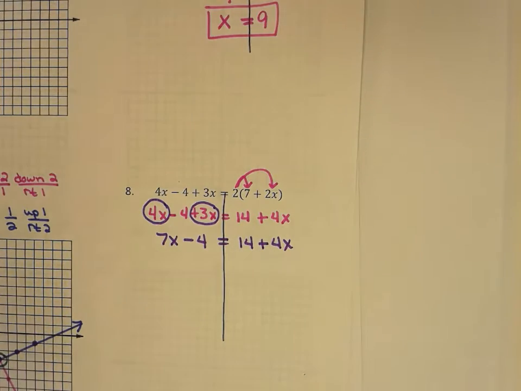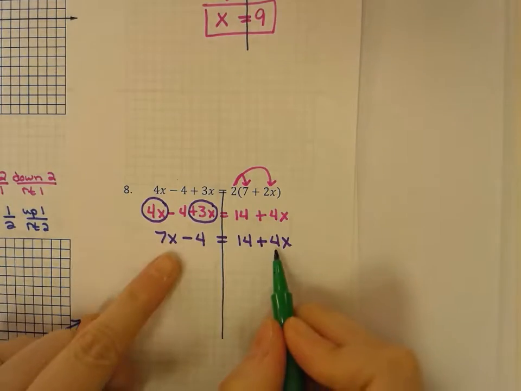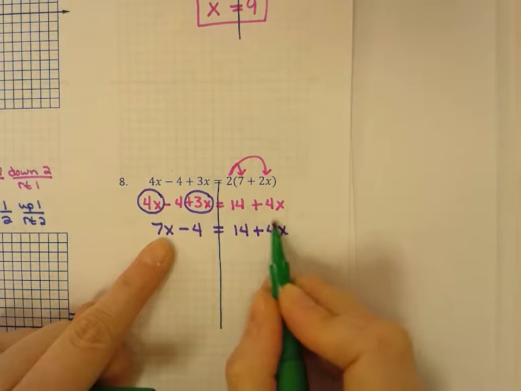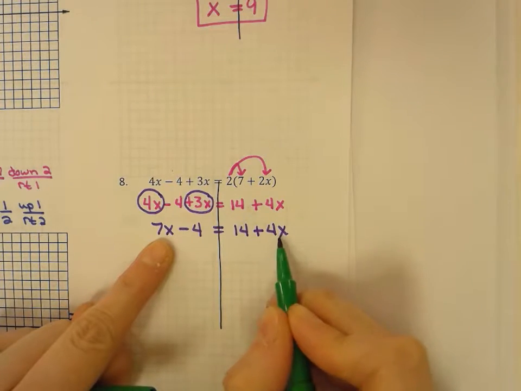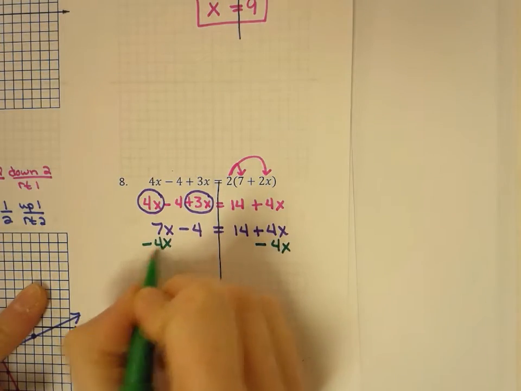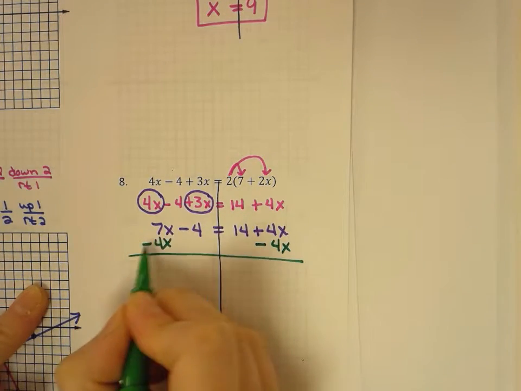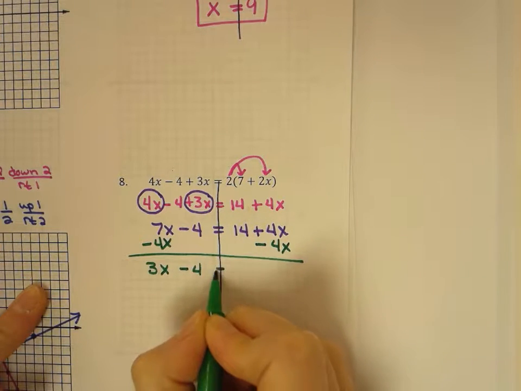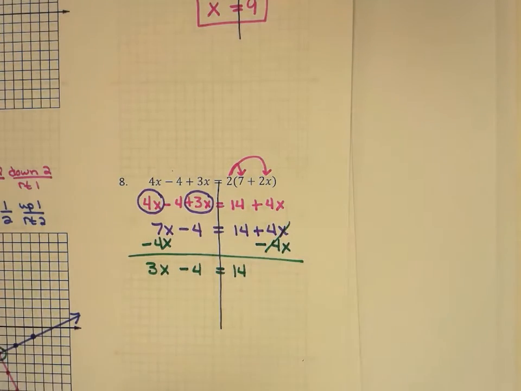Now this is the kind of problem where you have the same letter on both sides of the equal sign. It doesn't matter which one you choose to move. I like to move the one on the right. And you use the opposite sign to move it over. So I would be subtracting 4x. 7x minus 4x gives me 3x's. I bring down the minus 4, and this is equal to 14.